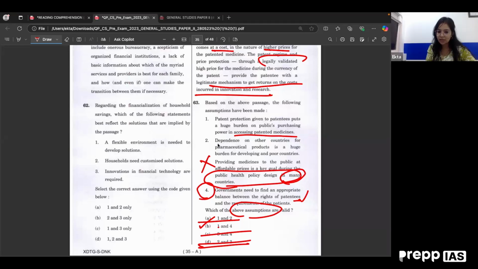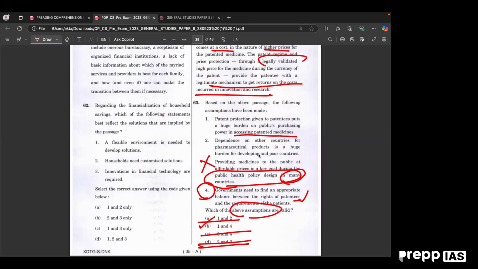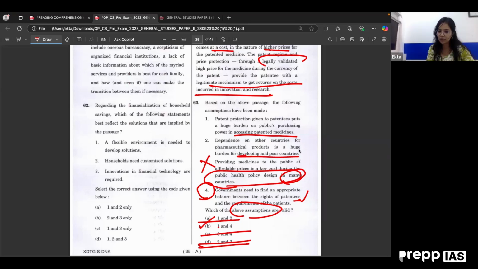Let's go to again statement 2. ये आप सबसे पहले स्टेप में एलिमिनेट कर सकते थे एक्सट्रीम चॉइसेस और आउट ऑफ द स्कोप. डिपेंडेंस ऑन अदर कंट्रीज आल्सो नॉट मेंशन्ड इन पैसेज. Yes, developing and poor. तो एलिमिनेट कर दिया आपने. 2 and 3 if you have eliminated, this is eliminated, the answer is B. See, extreme options and out of scope elimination से पहले ही क्वेश्चन सॉल्व हो जाएगा. Right? So keep that in mind. It's going to save your time a lot.